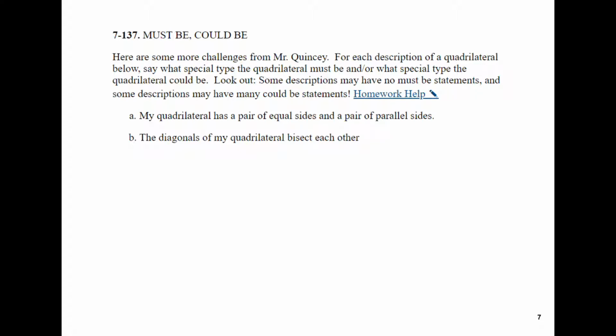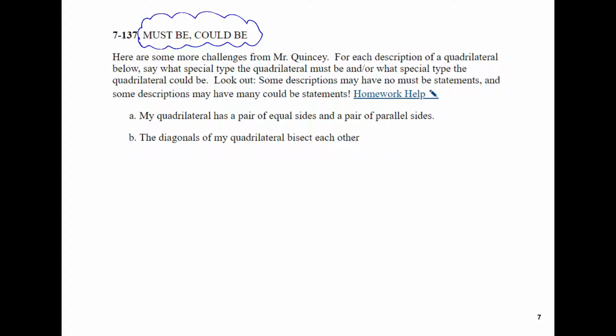7.137, must be, could be. So these problems are really, really important, and you're going to see them later for sure and on some really important items. Here are some more challenges from Mr. Quincy. For each description of a quadrilateral below, say what special type the quadrilateral must be and or what special type the quadrilateral could be. Look out, some descriptions may have no must-be statements, and some descriptions may have many could-be statements.